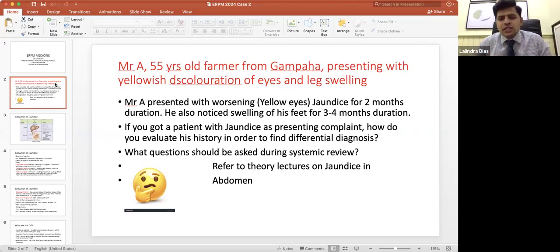So worsening jaundice. Worsening yellow eyes for 2 months. He also noticed swelling of his feet for 3 to 4 months duration. So the leg swelling has begun a little earlier. The jaundice has come up a little afterwards.